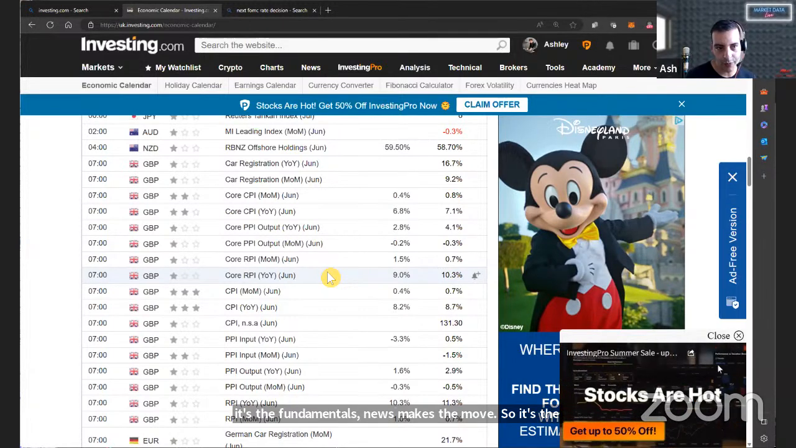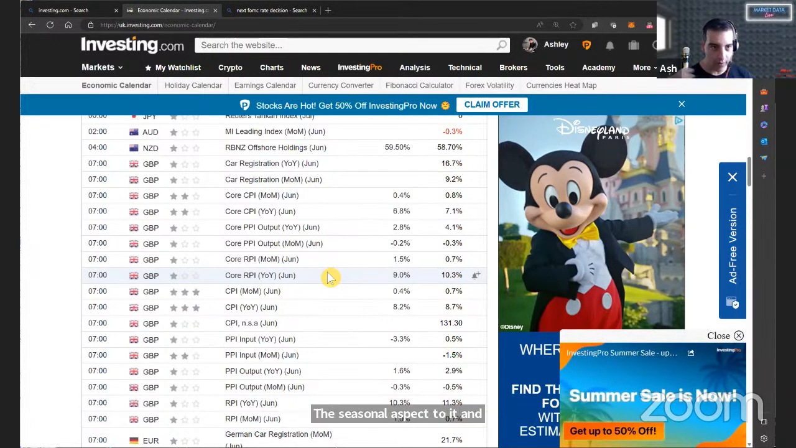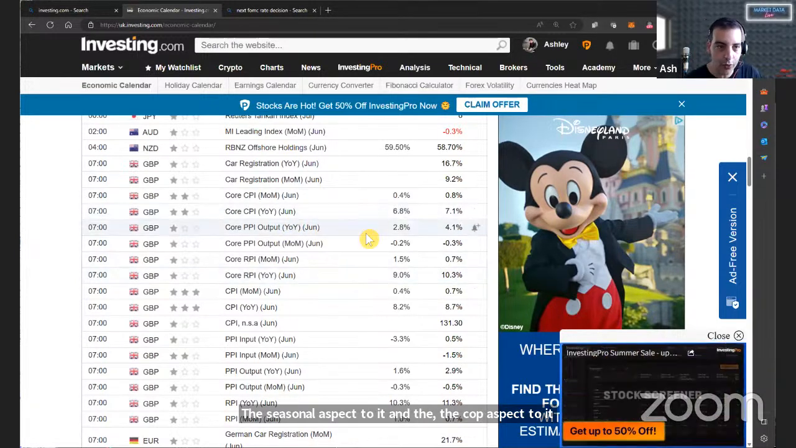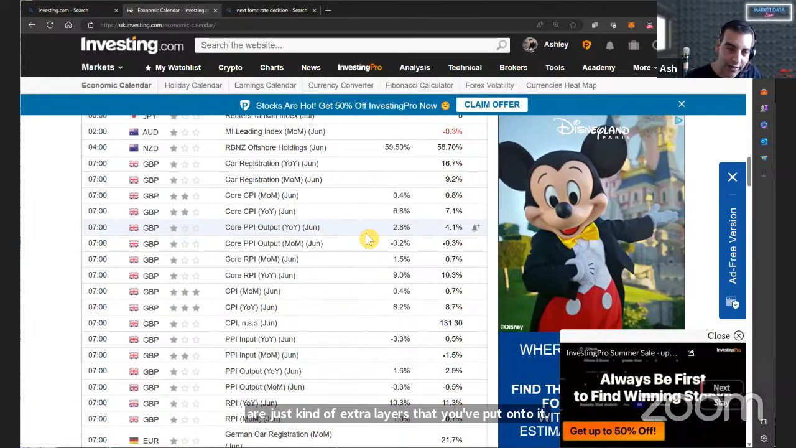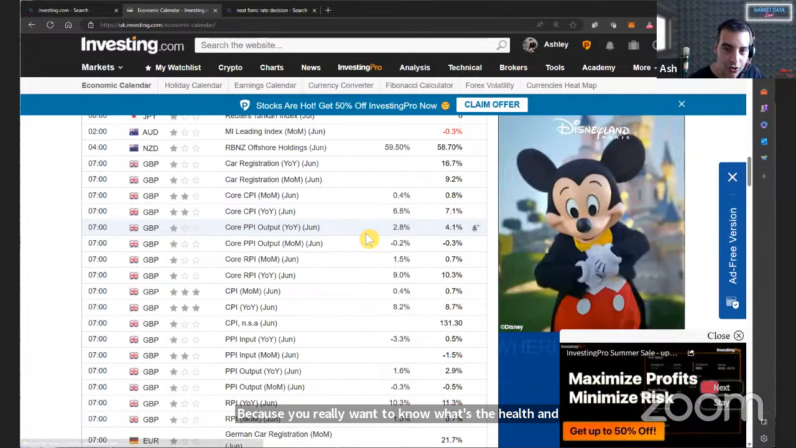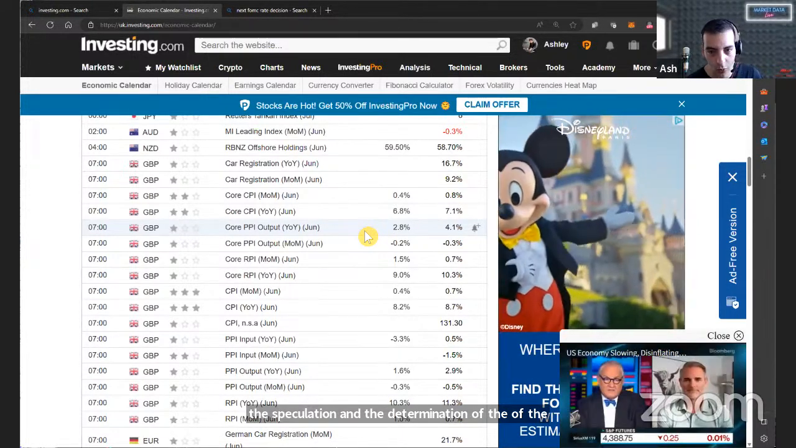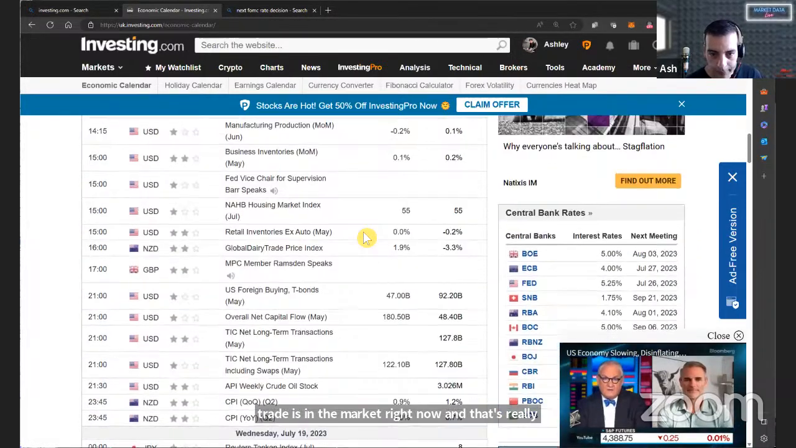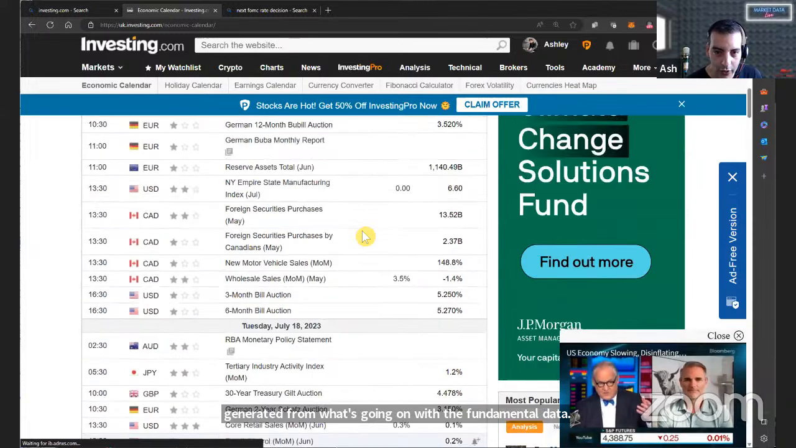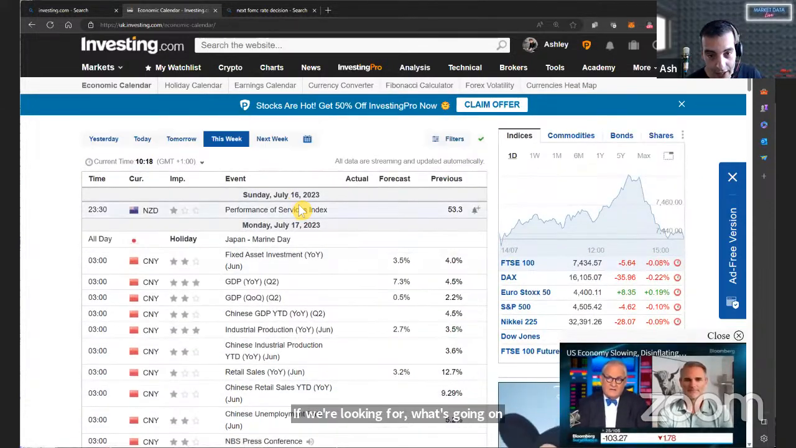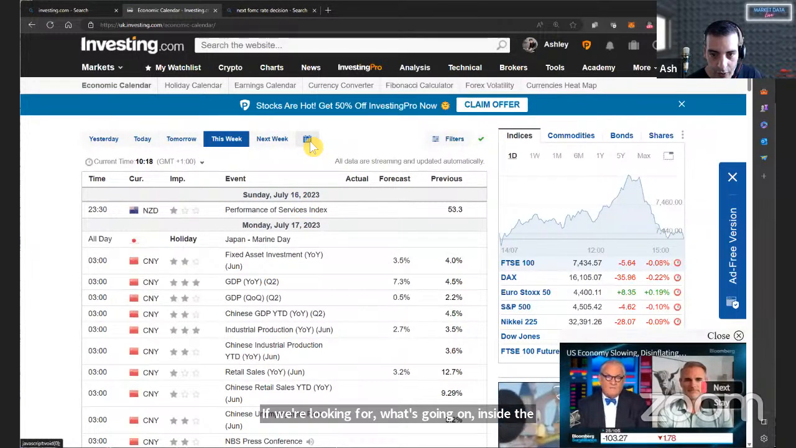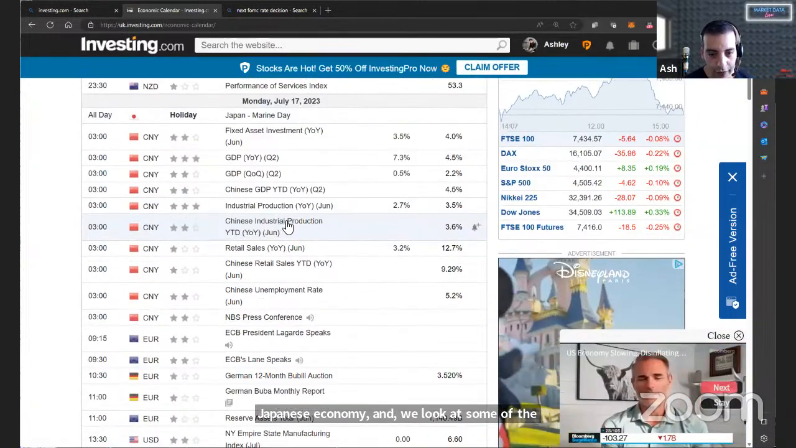The seasonal aspect and the COT aspect are just extra layers that you put onto it, because you really want to know what's the health and the speculation and the determination of traders in the market right now, and that's really generated from what's going on with the fundamental data. So if we're looking for what's going on inside the Japanese economy, and with the Kiwi economy as well, what could move it this week?